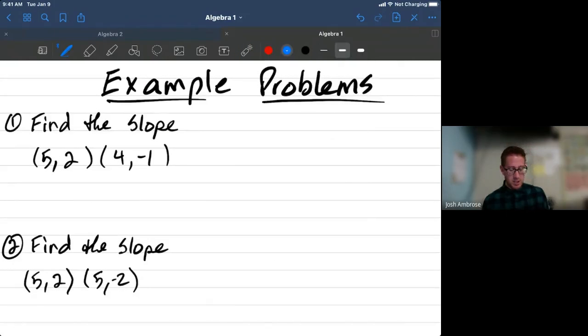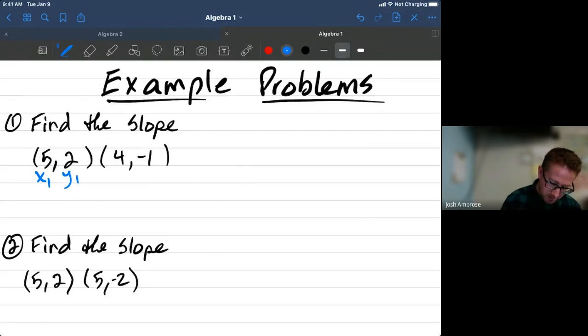We are given 2 points, and let's go ahead and label these so you know exactly what we're talking about. This is the first x, so it's x1. This is the first y, so it's y1. Here's the second x, so it's x2. Here's the second y, so it's y2.